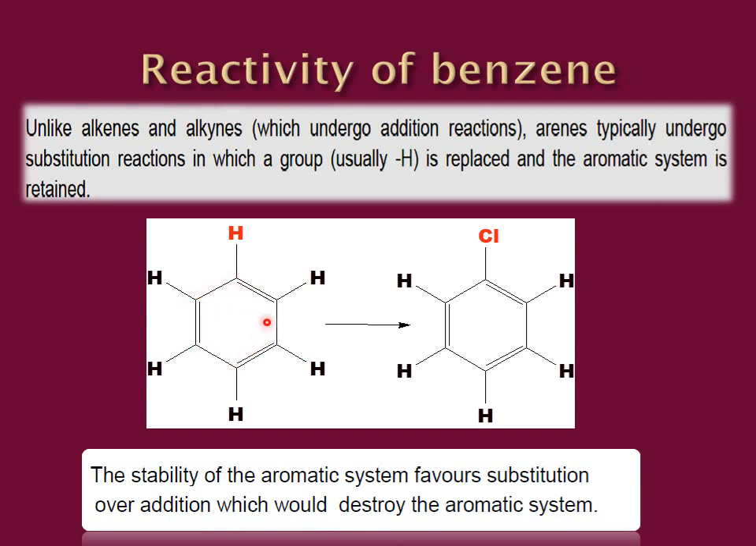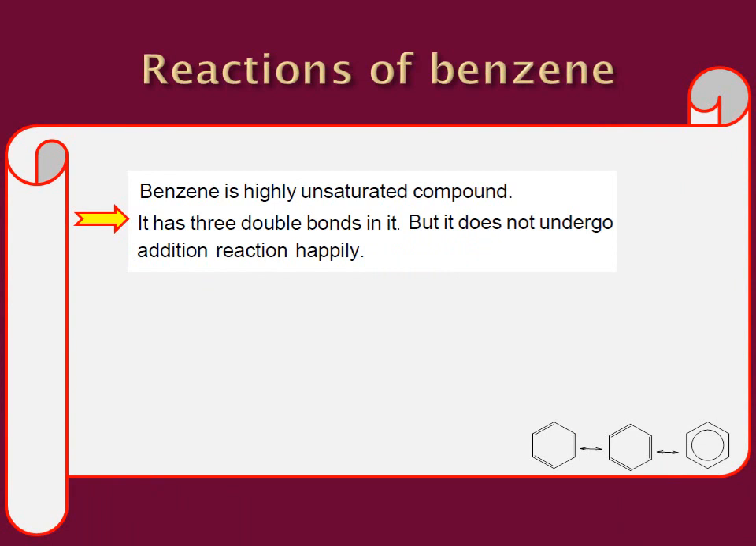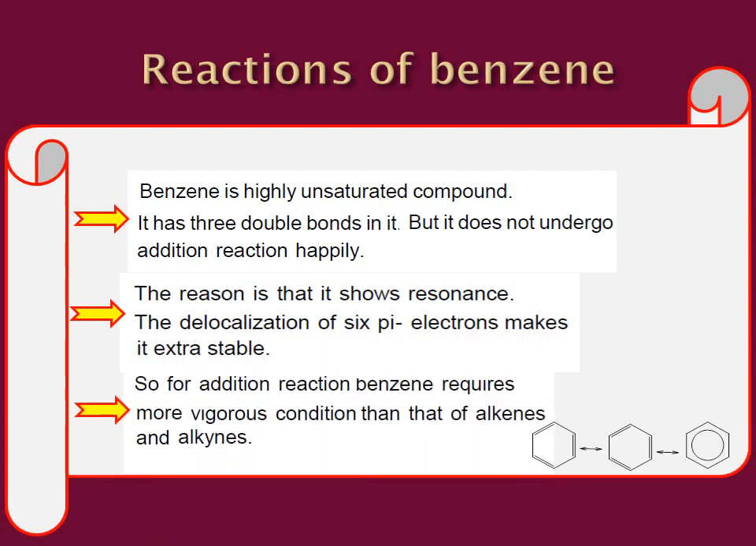Here are some special features for the reactivity of benzene. Benzene is a highly unsaturated compound. It has 3 double bonds in it, but it does not undergo addition reactions happily, as we discussed, because it is going to compromise its stability. The reason is that it shows resonance. The delocalization of 6 pi electrons makes it extra stable. So for addition reactions, benzene requires more vigorous conditions than alkenes and alkynes.